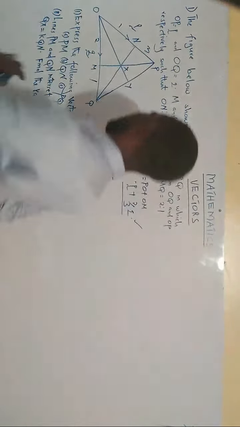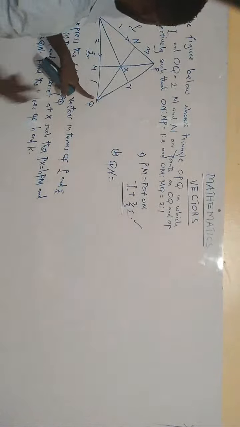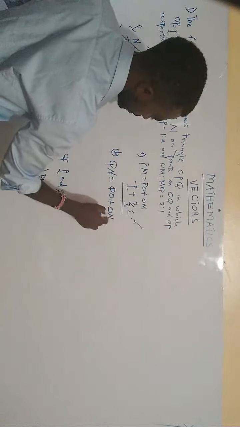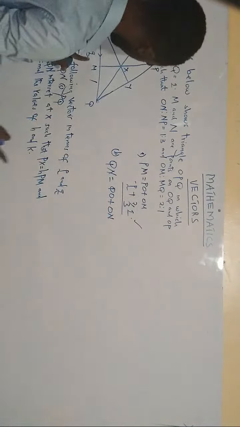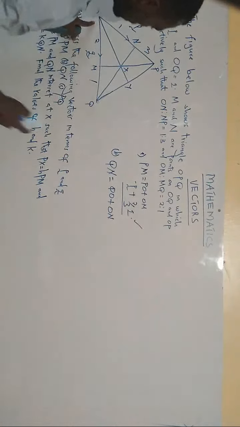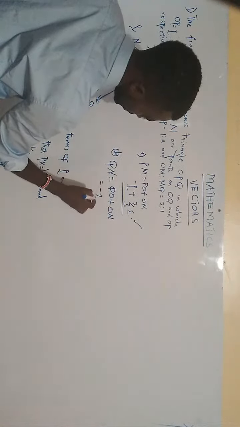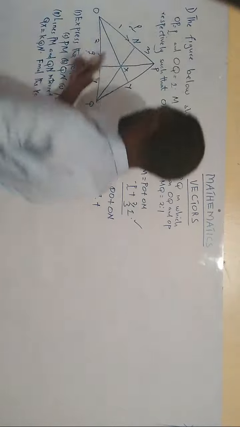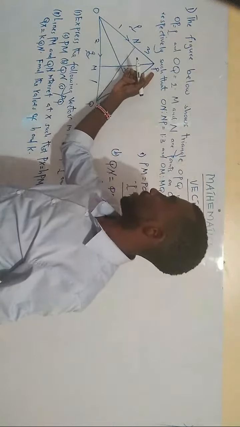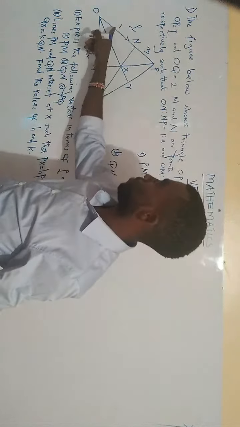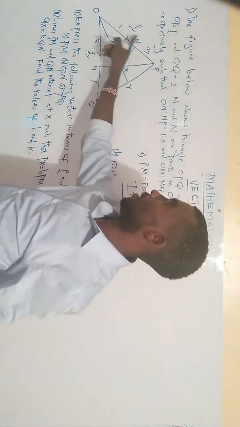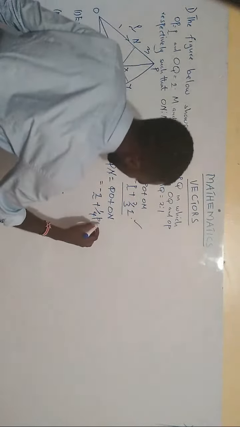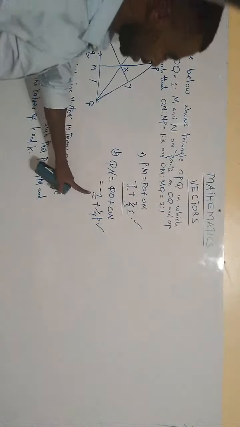So let's use the initial one. QN is given as QO plus ON. QO, we are given OQ is vector Q, so QO is negative vector Q, plus ON. OP we are given as vector P, and the line OP is divided by point N in the ratio of 1 to 3. So this point covers 1 out of 4 of P, plus 1 out of 4 of P. No other simplification. That is the value of QN in terms of P and Q.